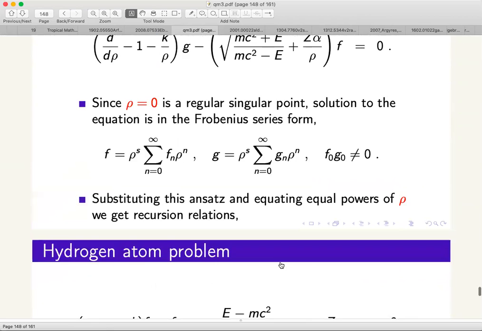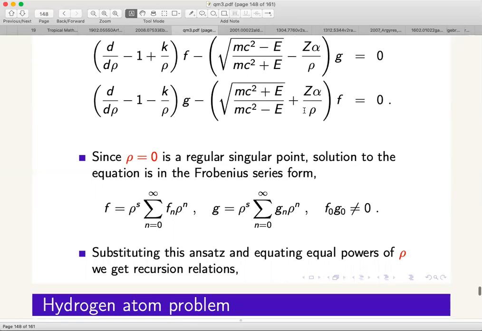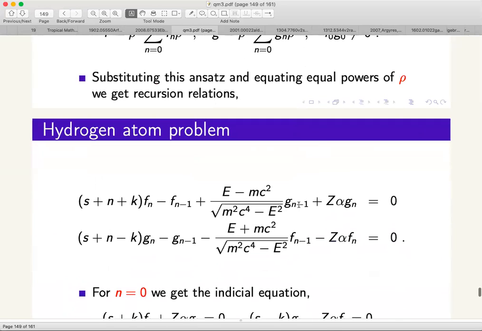Their powers are a little different because this is a constant coefficient, and this has 1 over rho. That's why if this goes with gn minus 1, this will go with gn. So that's what you get, gn minus 1 versus gn, simply because what you are trying to do is look at the coefficient of the rho to the n plus s minus 1 factor. If you look at the n plus s minus 1 factor, then these are the terms that you would get. Okay, and similarly here. Now we want to solve this equation.